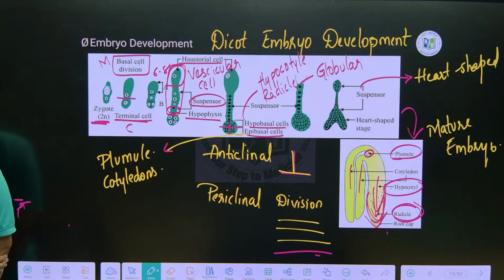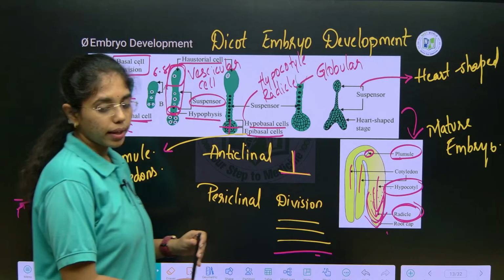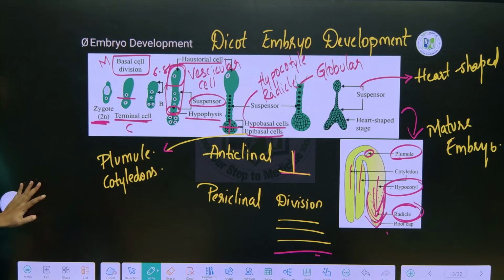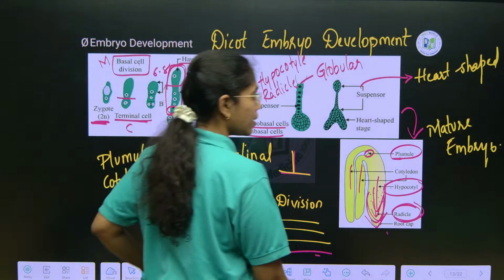Done, ma? Yeah. Next we see monocot embryonic development. Take down. Done? Abdul, make it a little fast, ma. Next.